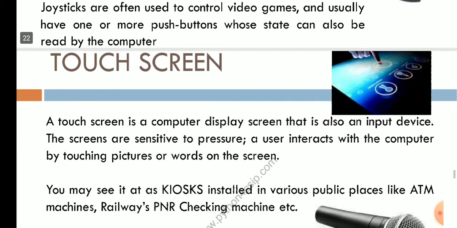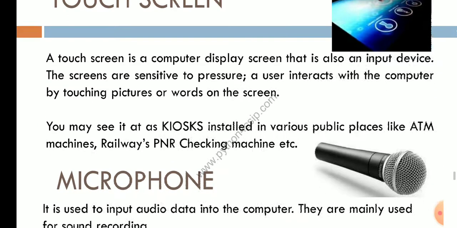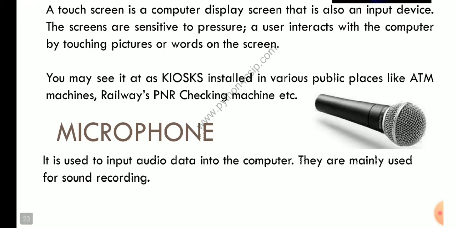Next thing is touch screen. Touch screen is also one of the input devices. The screens are sensitive to pressure as a user interacts with the computer by touching pictures or words on the screen. You may see it in kiosks installed in various public places like ATM machines, railway PNR checking machines, etc. We'll use the touch screen and get all our things. That will be called an input device.